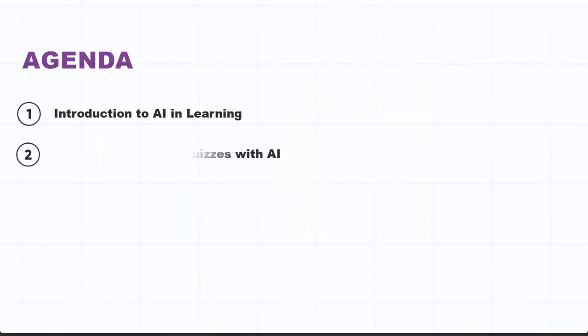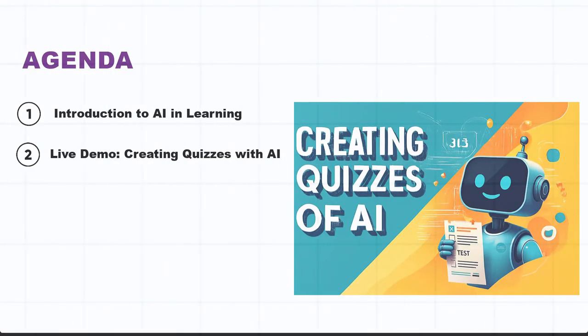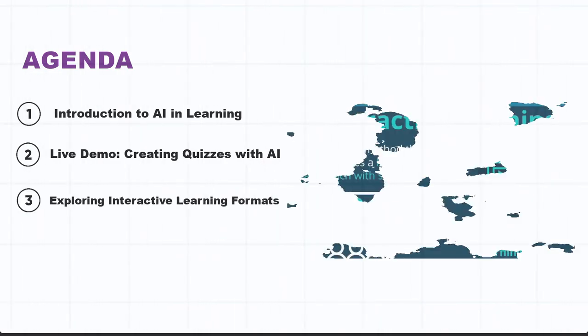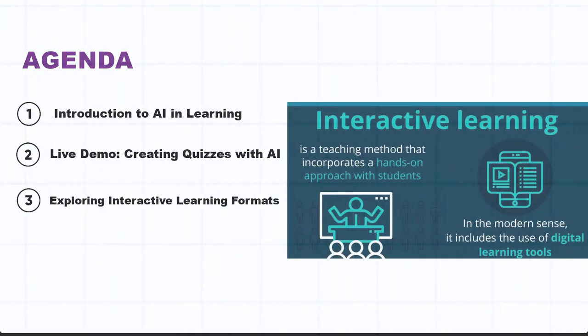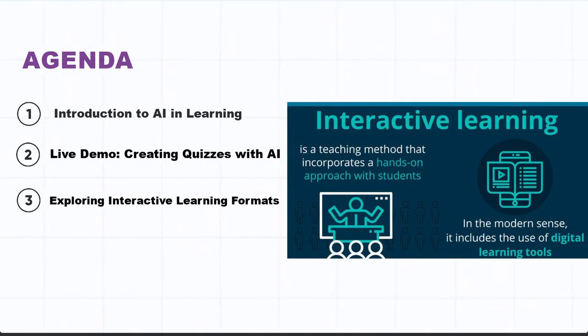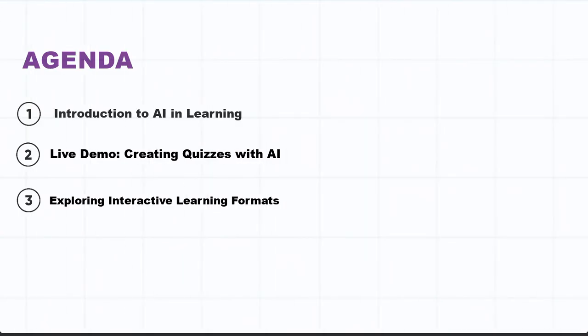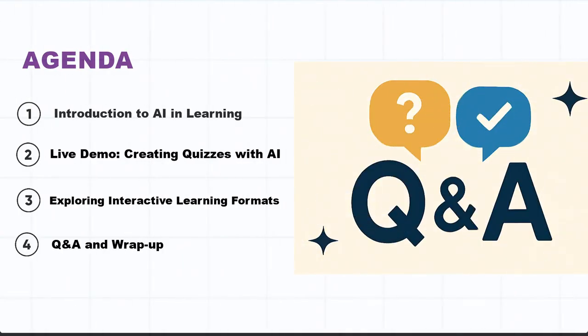Second, live demo, creating quizzes with AI. Watch a step-by-step demonstration on using AI to create interactive quizzes. Third, exploring interactive learning formats. Learn how to make the most of different formats like flashcards, reports, and mind maps. Fourth, Q&A and wrap up. We'll answer your questions and conclude with some key takeaways.